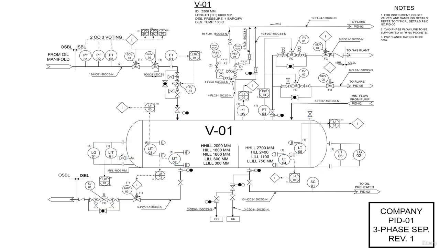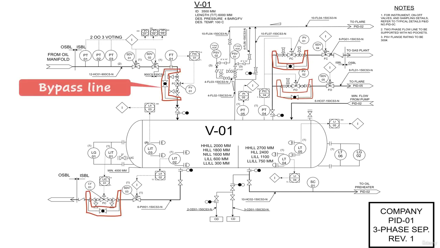And needless to say, not just main process streams are shown as in the case of the PFD, but we should show all lines. For example, a control valve would have a bypass line in case it's out of service and we want to operate it with a manual globe valve until it's back in service.